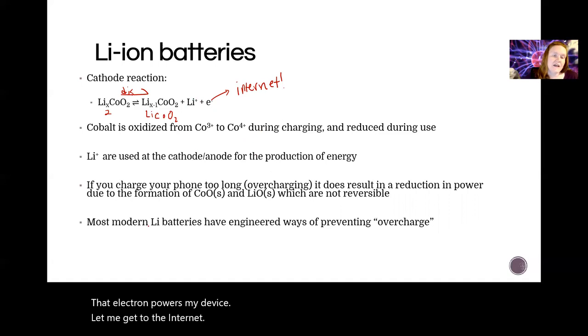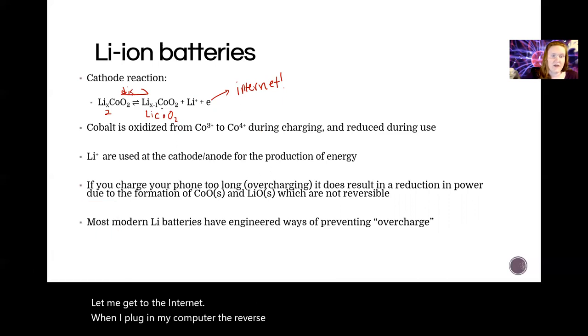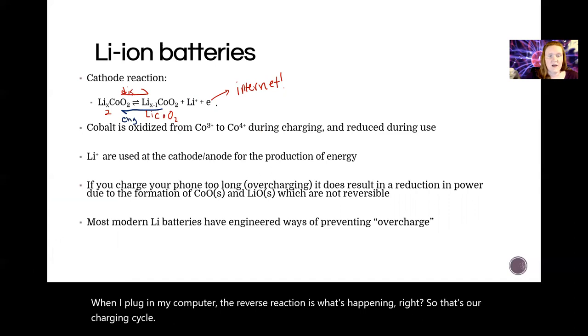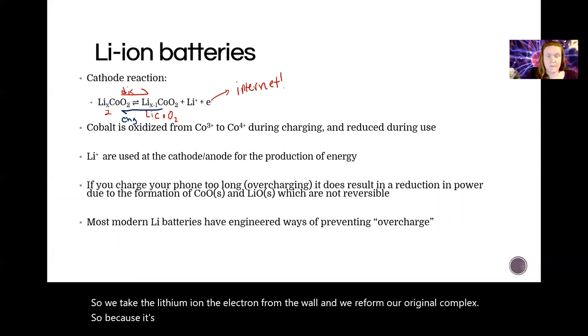When I plug in my computer, the reverse reaction is what's happening, right? So that's our charging cycle. So we take the lithium ion, the electron from the wall, and we reform our original complex. So because it's rechargeable, it's got to be in equilibrium.